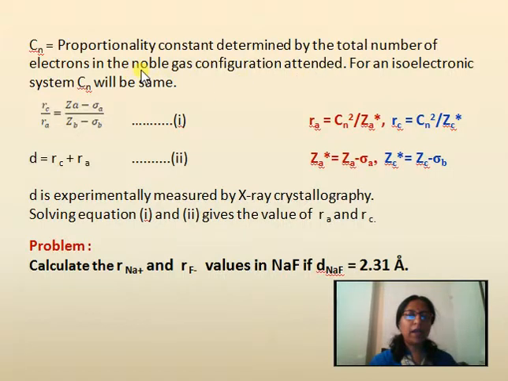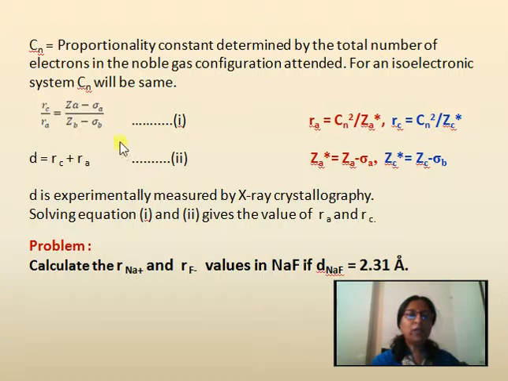When an anion or a cation is formed, they achieve the noble gas configuration. And in case of an isoelectronic system, the Cn values are the same. So for the cation and the anion which are formed, in both the Cn value will be the same. So we can say that Ra, the radius of the anion, is equal to Cn square by Za star, and then Rc, that is the radius of the cation, is equal to Cn square divided by Zc star.